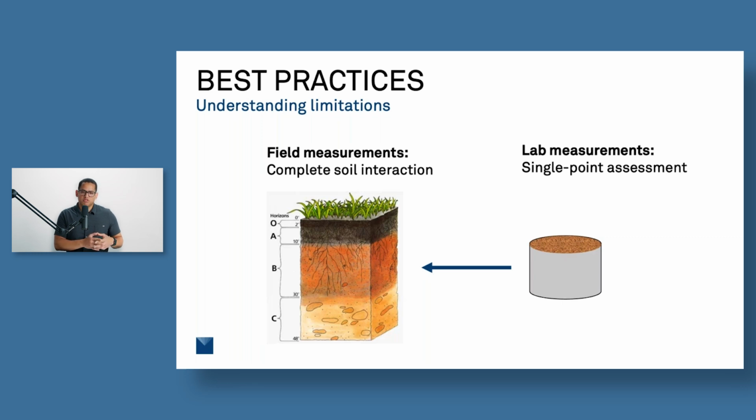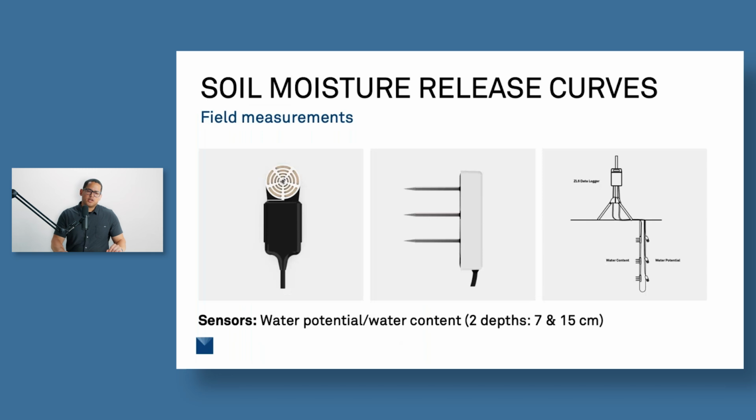But there can be challenges when we're trying to take lab measurements and then make similar measurements in the field and combine the two. So you just have to understand some of those limitations and the things that could cause issues there. And a good example of how we can utilize field measurements to do similar things is we can actually now use field measurements to try and generate in situ soil moisture release curves to look at those properties in the field.